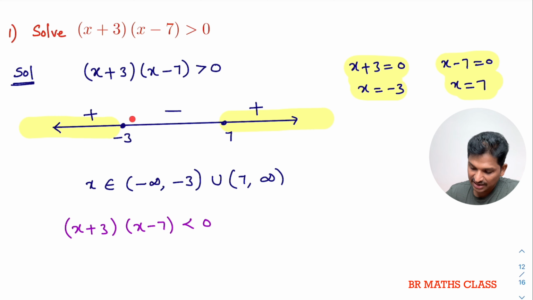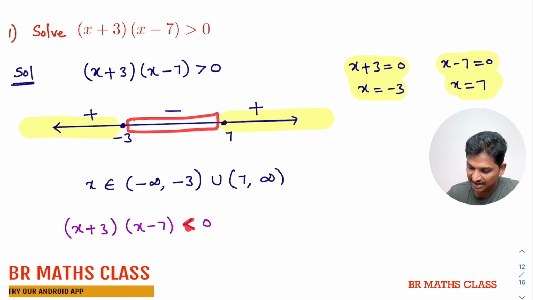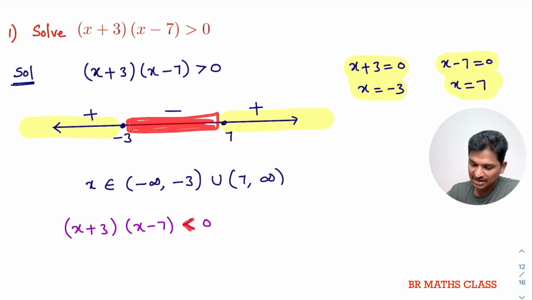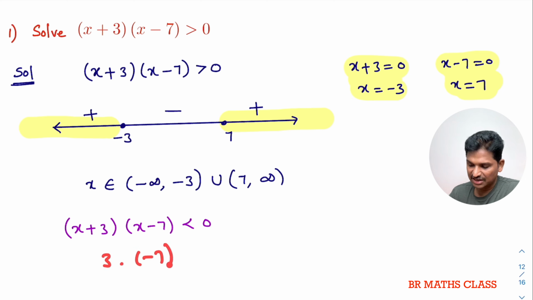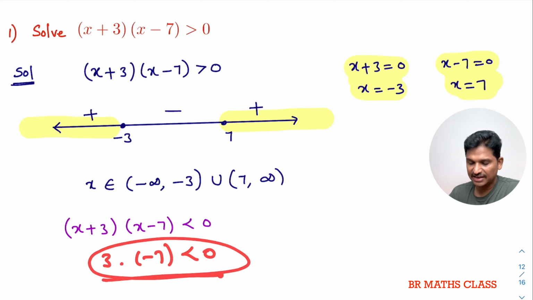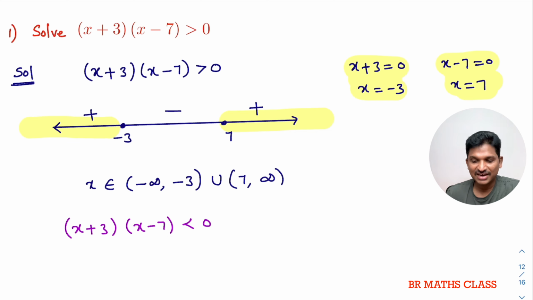That means if you take any x value in this interval, here this is strictly less than is there again. That means minus 3, 7 we won't consider. You take any number in this interval, this red color part is there. You take any x value in this interval and substitute in this, 100% it satisfies. For example, in between minus 3 and 7, 0 is there. 0 plus 3 is 3. 0 minus 7 is minus 7. 3 into minus 7 is negative. Satisfying. I hope you are understanding.